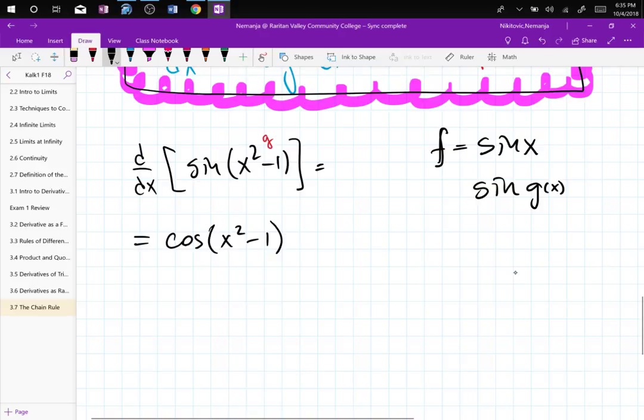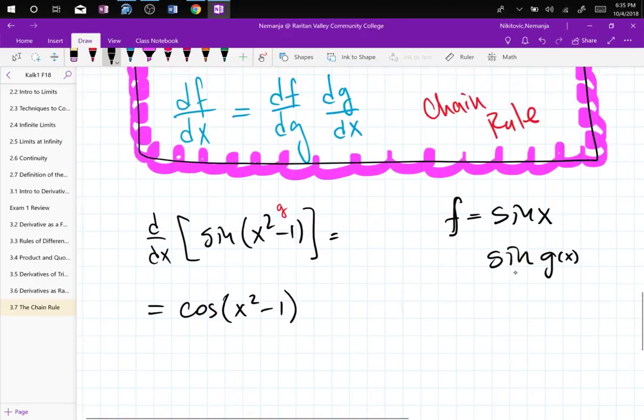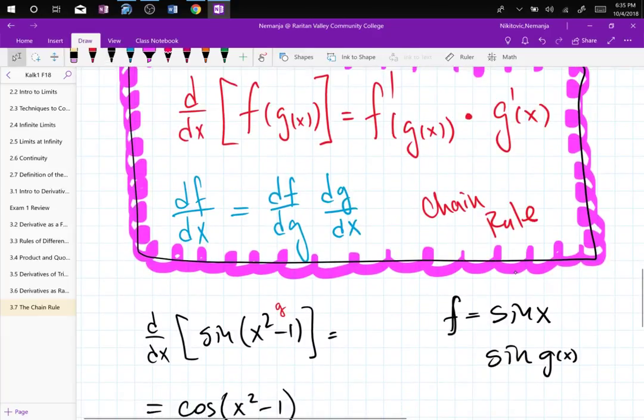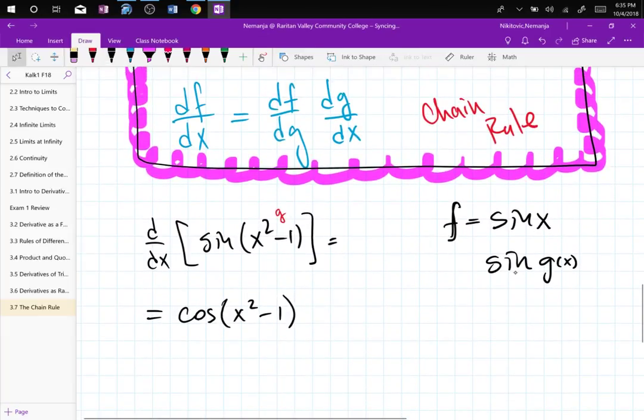Now, the job is not done, because we have this times g prime. Usually I say derivative of the inside. So derivative of the outside times derivative of the inside, but whatever. So cosine, the derivative of the inside is just 2x. So all of this simplifies into 2x cosine of x squared minus 1.